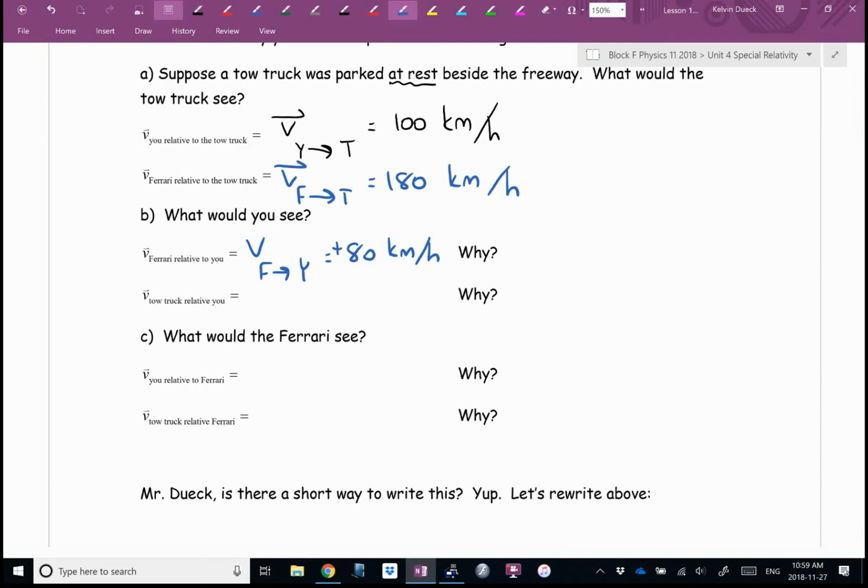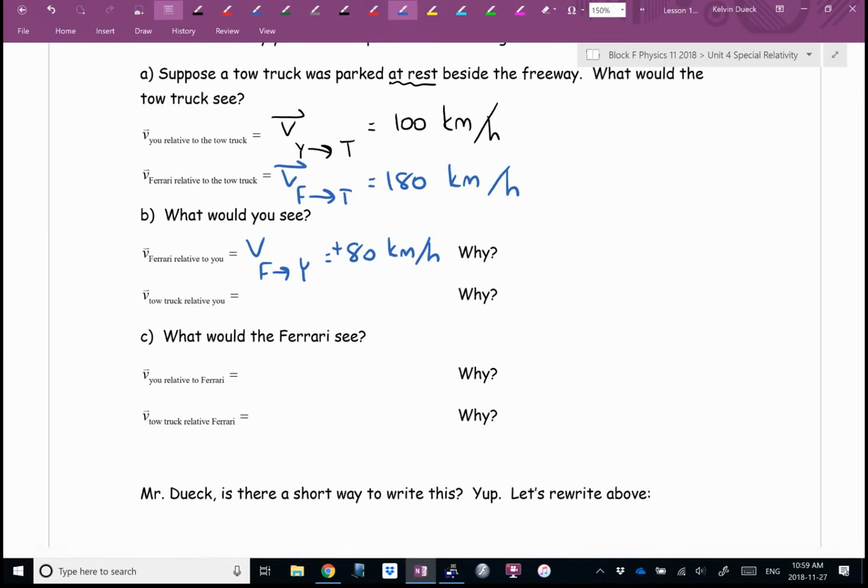Why? As far as you're concerned, you're at rest. And the Ferrari is just moving 80 kilometers different from you, because that's your frame of reference. You don't need to write that down as a paragraph, but why? We just did it verbally. What about the tow truck?